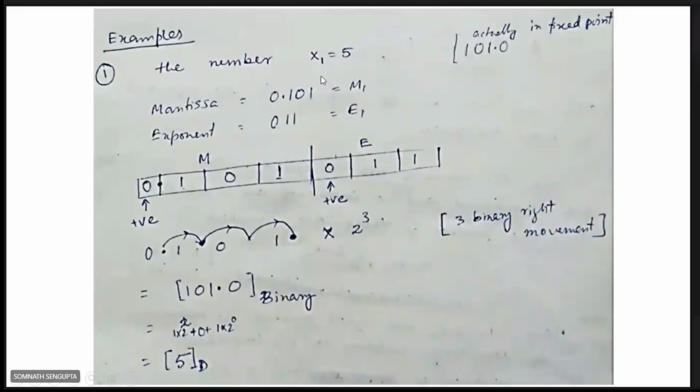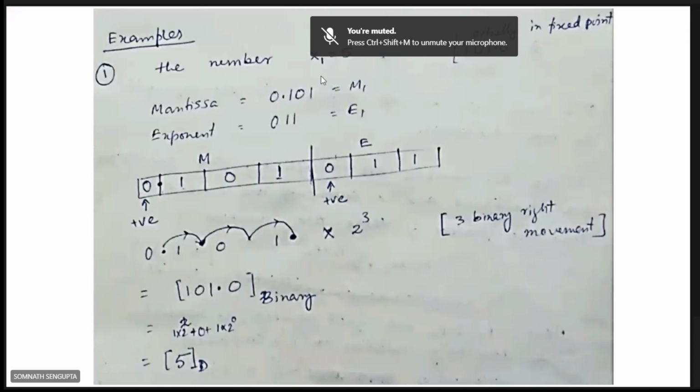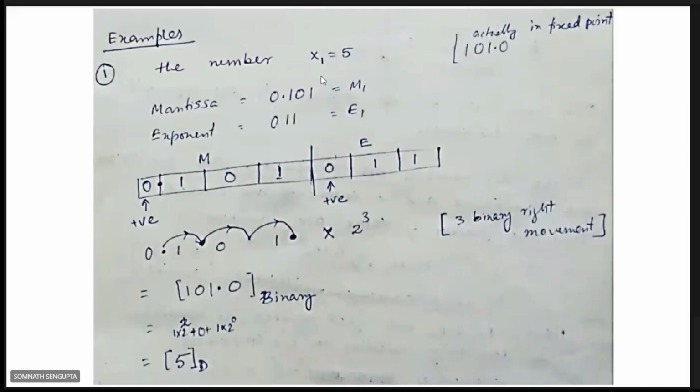Sir, 101.0. 0.101. In fixed point, how much is it? Only consider the number 0.101 in fixed point. In decimal, how much is it?